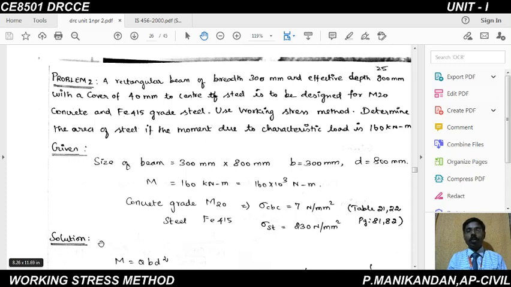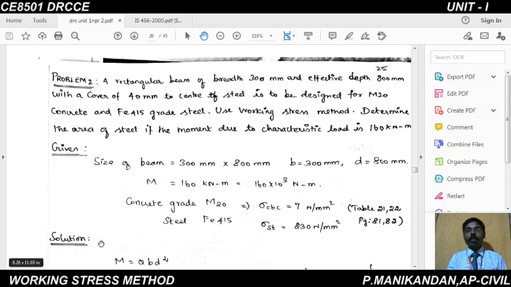As we know, the beam size is 300 by 800 mm and the cover value is 40 mm. Here we have written the moment as 160 kilonewton meter, which is converted to newton meter as 160 into 10 power 3.